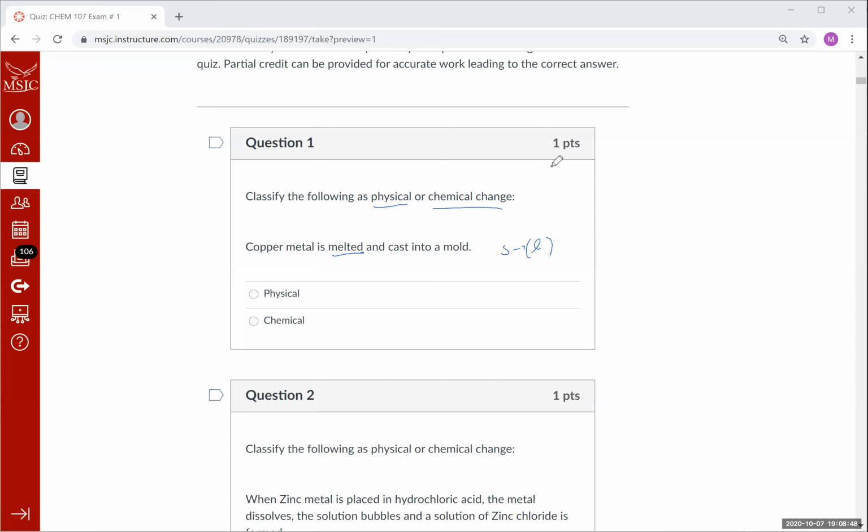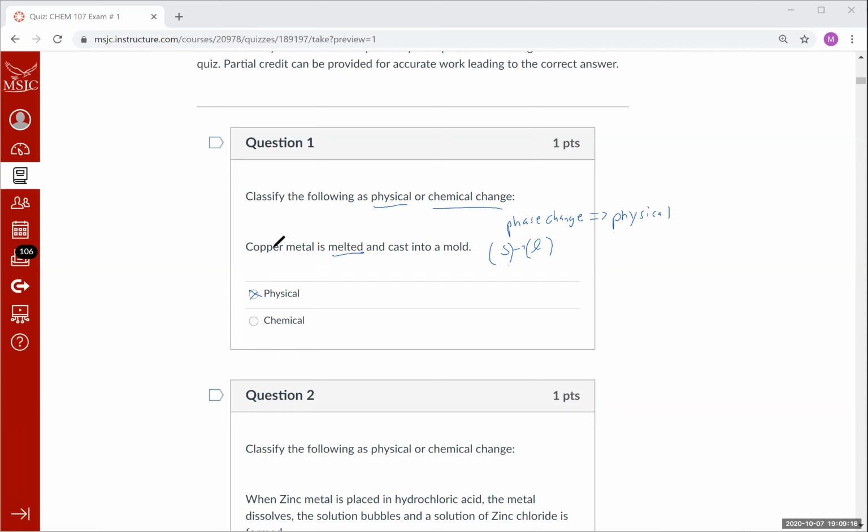What do we call that process? Solid to liquid, melting. Phase changes. Are phase changes chemical or physical? So this is a phase change. Physical. Yep, exactly right. So this phase change would be a physical change. Does this first question make sense?